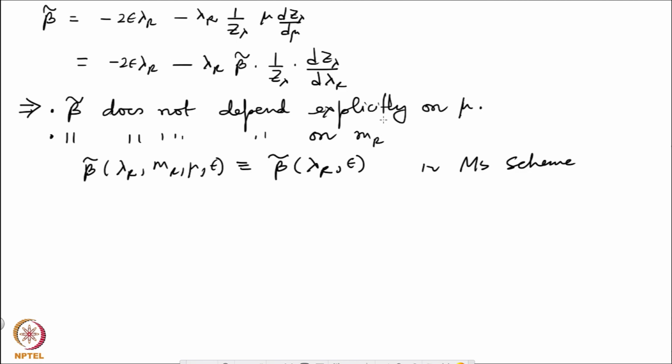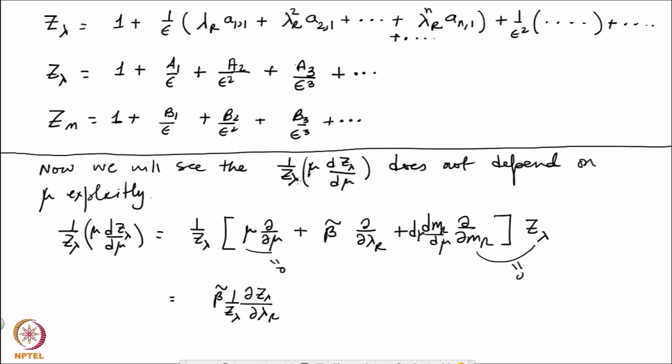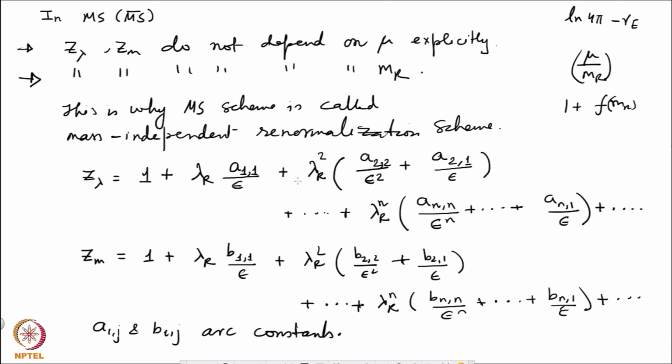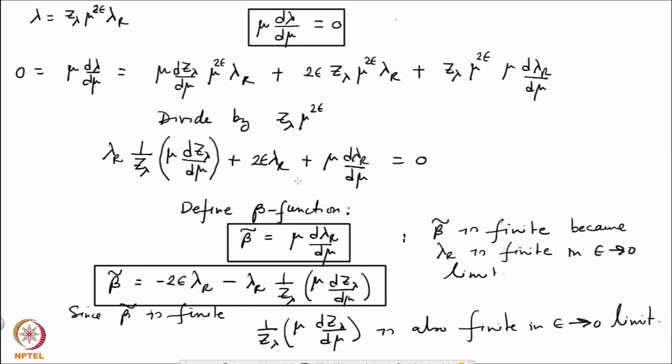Okay, and the beta function is telling you how lambda r, the renormalized coupling constant, changes when you change mu. So as of now I have concluded that the beta function is independent of mu and mr and is dependent only on lambda r and epsilon. And also I can calculate that, because here beta tilde can be calculated once you know z of lambda, because you just take these derivatives.